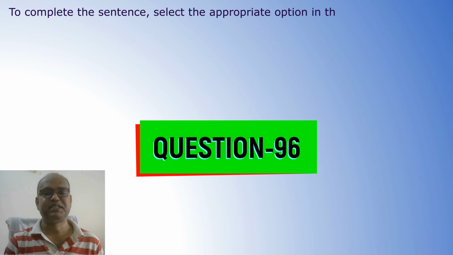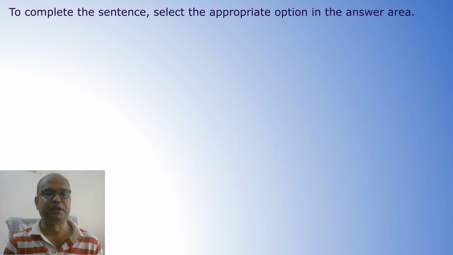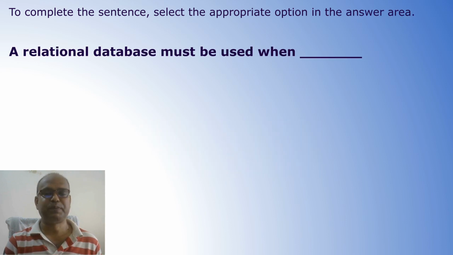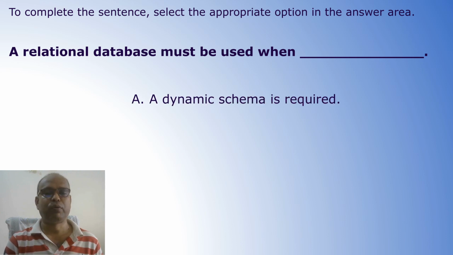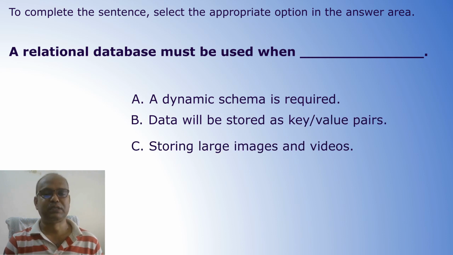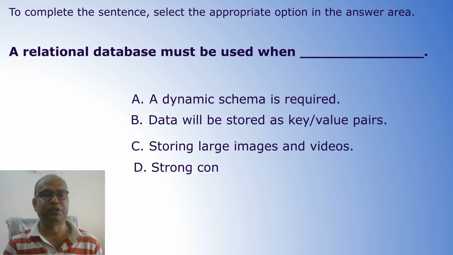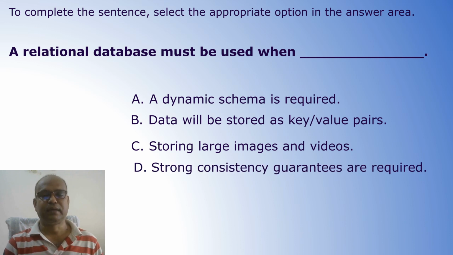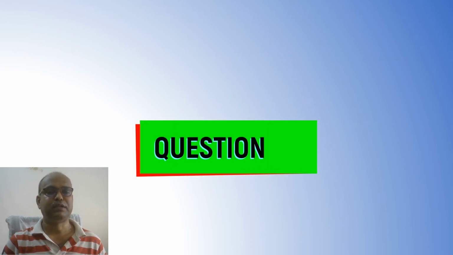To complete the sentence, select the appropriate option in the answer area. A relational database must be used when dash. Option A. A dynamic schema is required. Option B. Data will be stored as key value pairs. Option C. Storing large images and videos. Option D. Strong consistency guarantees are required. Answer. The correct option is D. That is, strong consistency guarantees are required. Next question, question number 97.